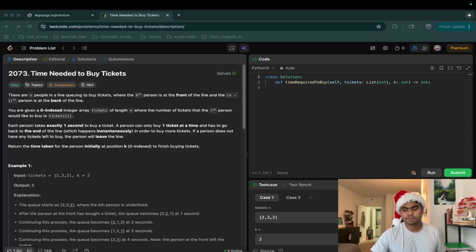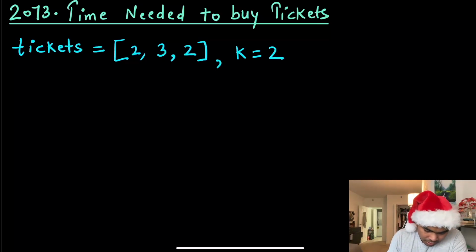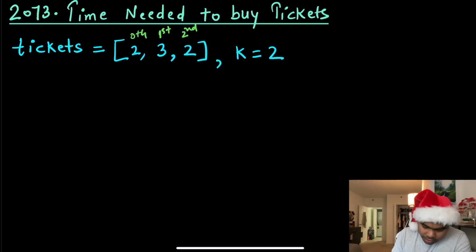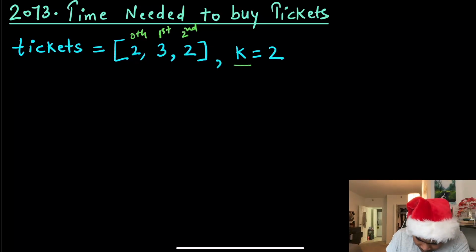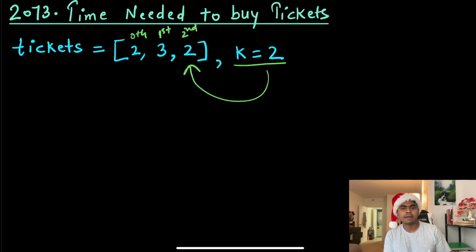We are given an array, and that array represents the number of tickets the people at all these indexes need to buy. So you can say at the 0th index, this person has to buy 2 tickets, this person has to buy 3 tickets, and this person has to buy 2 tickets. All right, and we are given K. K represents the index. So here this person needs to buy 2 tickets. We need to return the time this person is going to take to buy 2 tickets.